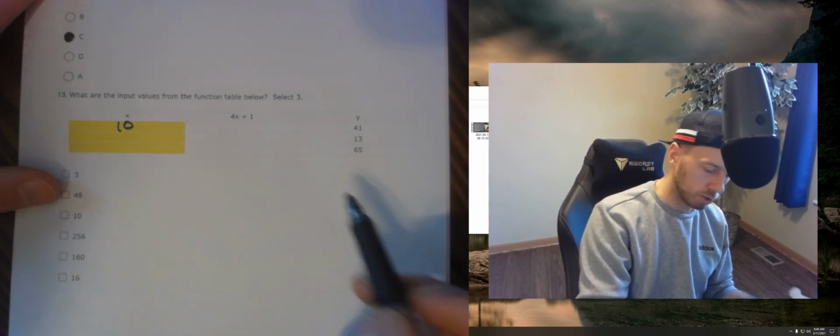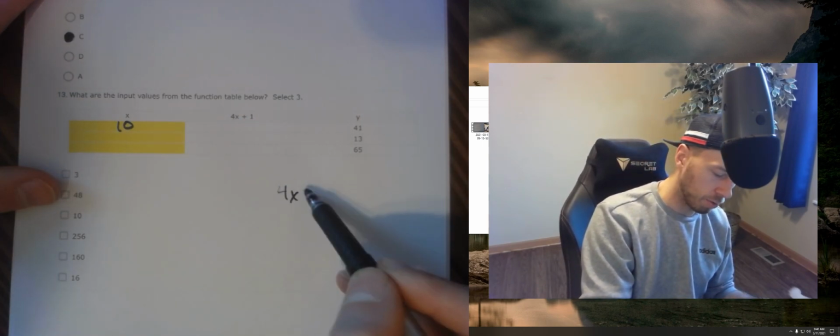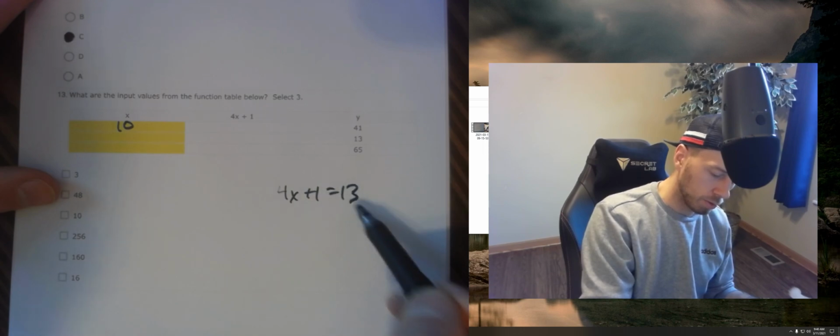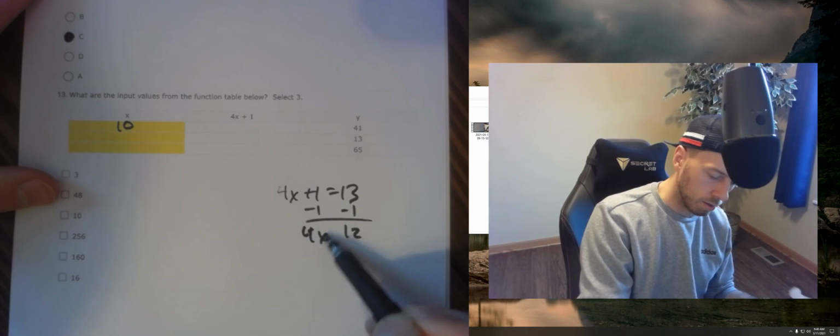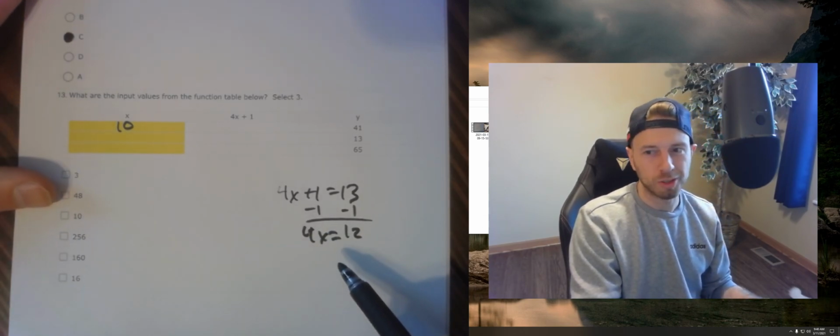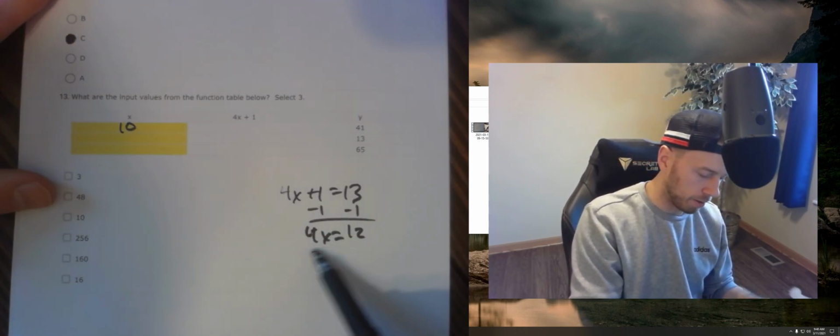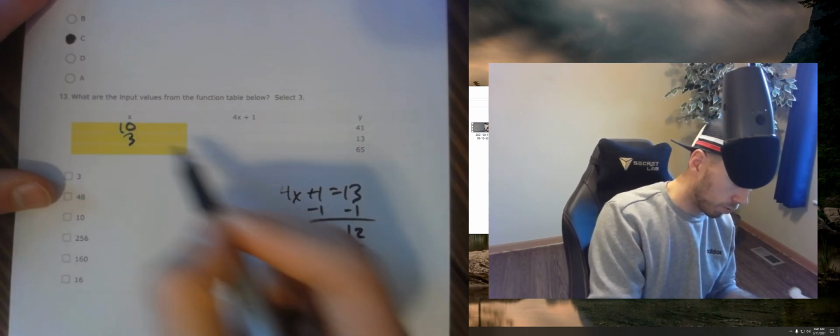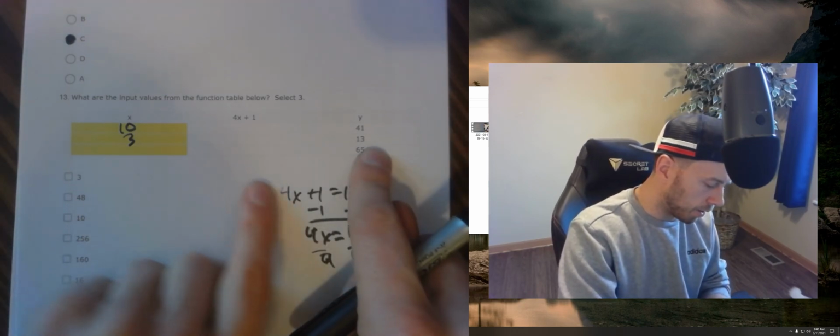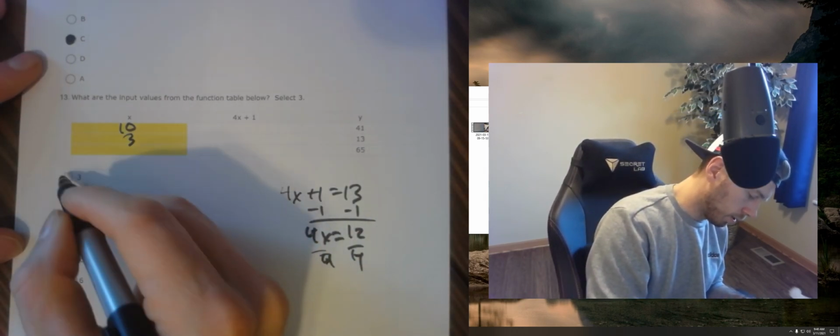Right, I could do inverse operations if I wanted here to figure this out. 4x plus 1 equals 13. I could do minus 1. And I showed this to some of you guys, a two-step equation. It's a little difficult, but then divide by 4, and you get 3. So 3 would be my x value there. And then on this one, so that's 10 and 3.